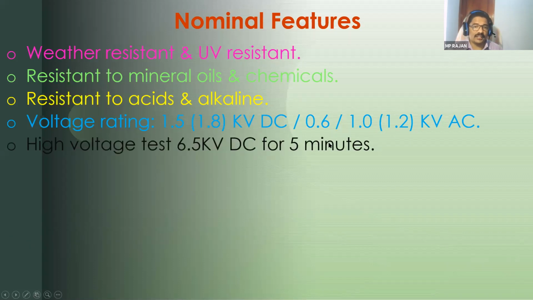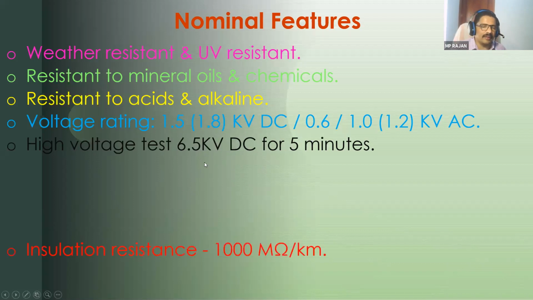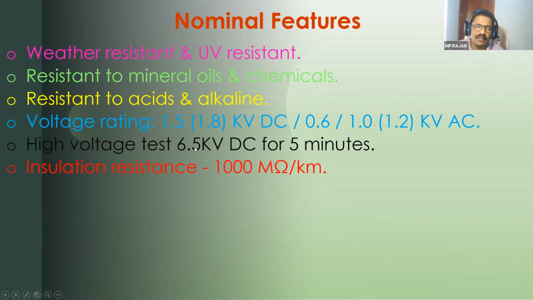And high voltage test, how much you can withstand for a small period of time, say 5 minutes. So the breakdown test we are conducting: at 6500 volts, there should be no problem in the installation. The normal voltage may be 1.5 kilovolt, but the ultimate breakdown voltage is 6.5. Your cable should be tested with this test.